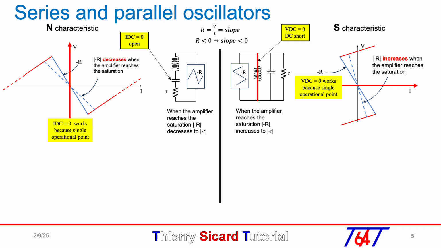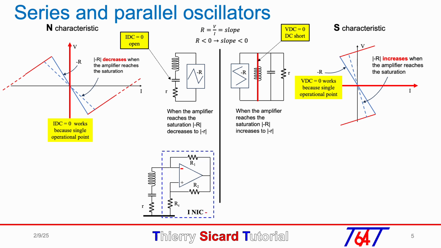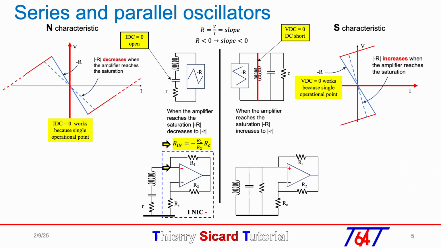This negative resistor can be replaced by a negative impedance converter, INIC minus. The impedance of the inverting input is minus R1 over R2 multiplied by RC. Similarly, a parallel RLC oscillator must be in parallel with a negative impedance of characteristic S. This negative resistor can be replaced by a negative impedance converter INIC plus. The impedance of the non-inverting input is minus R1 over R2 multiplied by RC.